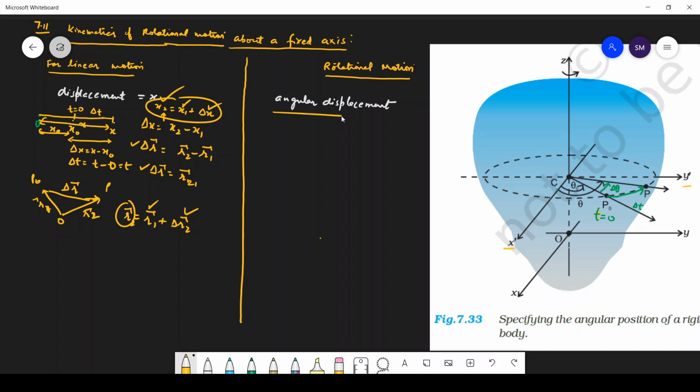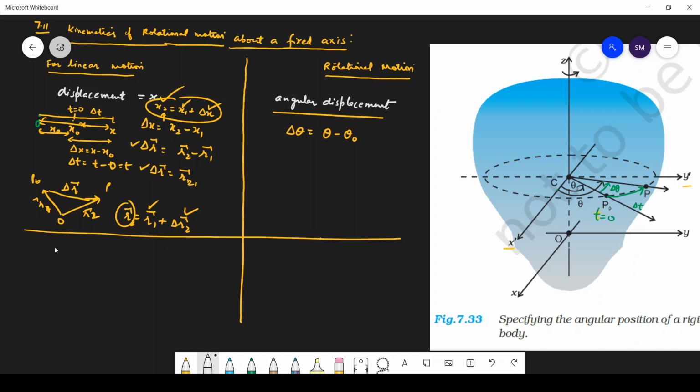Now, in a similar way we write the angular displacement also. So angular displacement here is delta theta, and that is equal to theta minus theta naught. So that's our angular displacement.